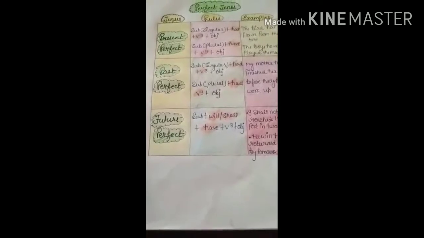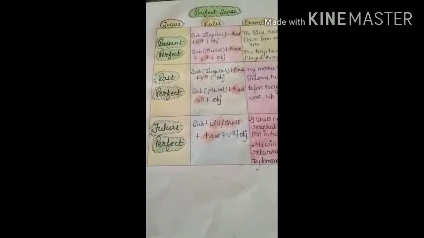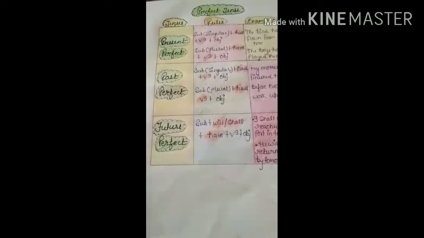As you know that we are discussing tenses. In the previous part we discussed simple and continuous tense. Today we will discuss perfect tense. Students, so let's start. Perfect tense is also divided into three parts: present perfect, past perfect and future perfect.